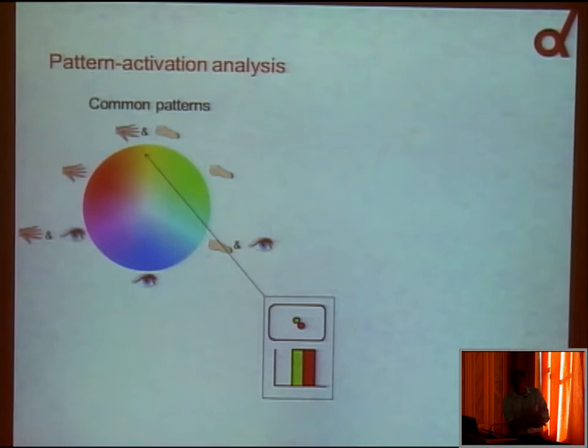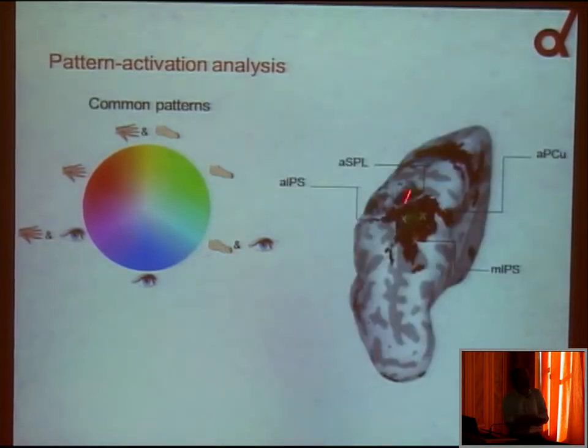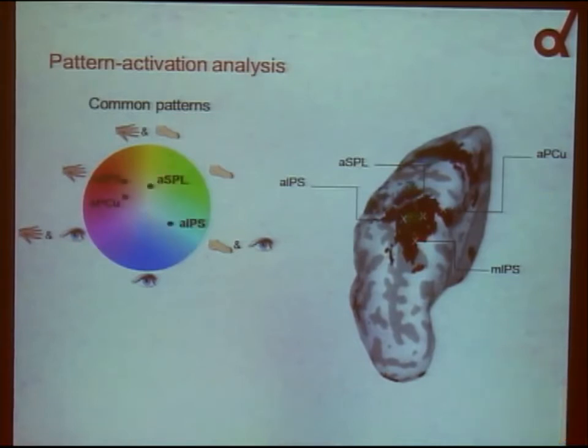And you can also plot this color scheme on the brain, on the cortical surface, and this is what you find. A little bit of greenish color, a little bit of reddish color, not much blue. You can look at the various areas that we already indicated, and you can see where they are. And so in the area AIPS, you see a common representation for foot and eye. Etc. You can see where all these areas are.